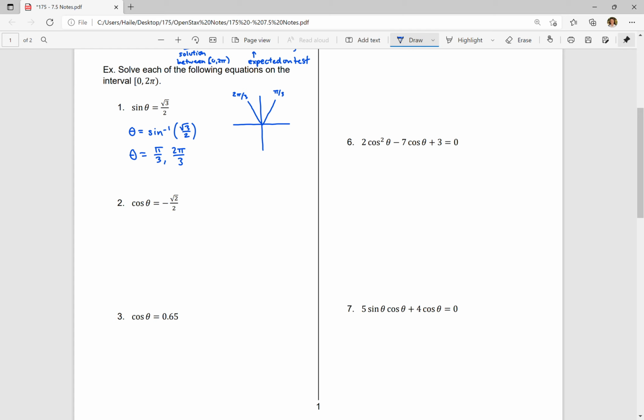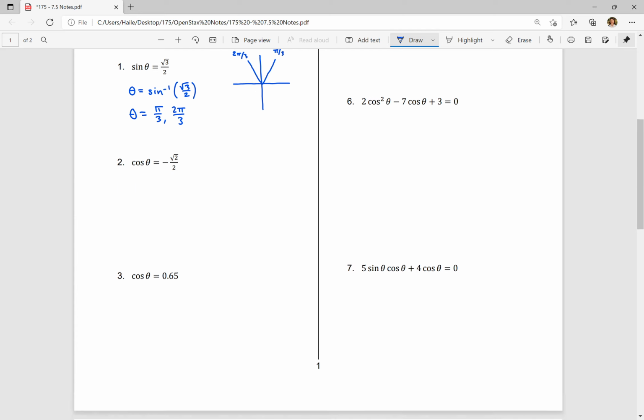Okay, so notice how we're tying a bunch of stuff together here. We're talking about inverse trig functions. We're talking about the unit circle, which hopefully you've studied because that was on test 1. And then we're also just having to put all that together. So it's a lot, but the more you practice, the more it should get a little easier. So let's try another example.